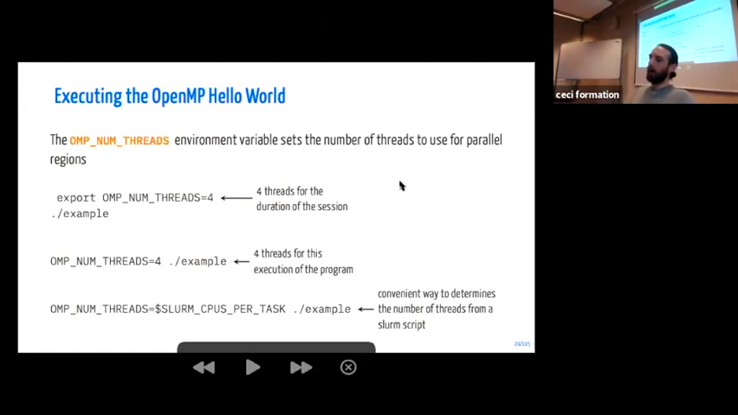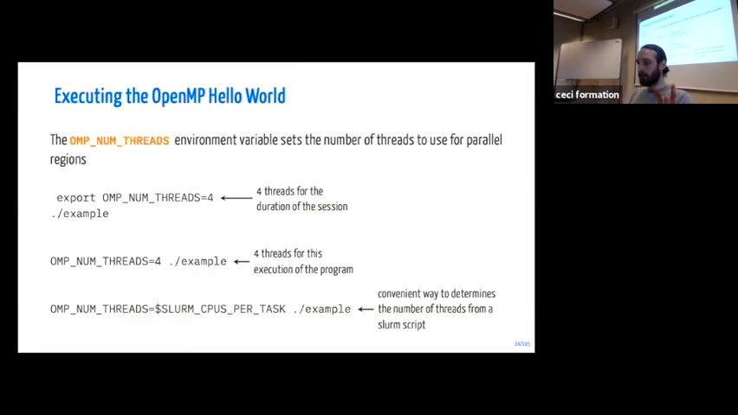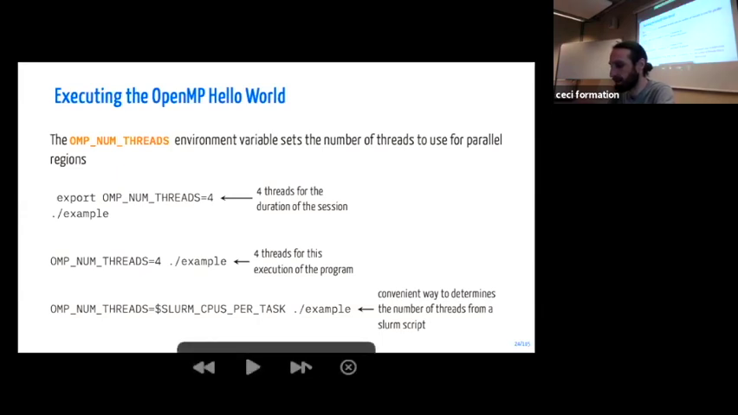And this environment variable that we use in order to define the number of threads, you can set it in different ways. You can export it into your environment so that you can use it multiple times during your session, or you just pass it before executing your application. Another option, if you are running with Slurm inside of a batch job, is that you can use the Slurm CPUs per task environment variable in order to set this value, and then you will use the value that you set in your batch script.